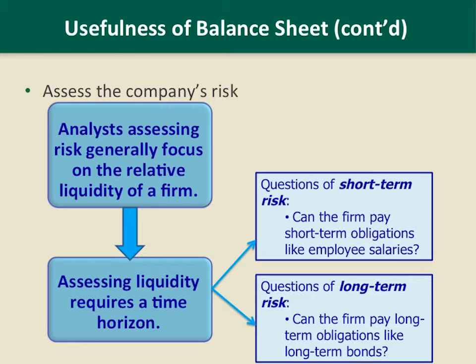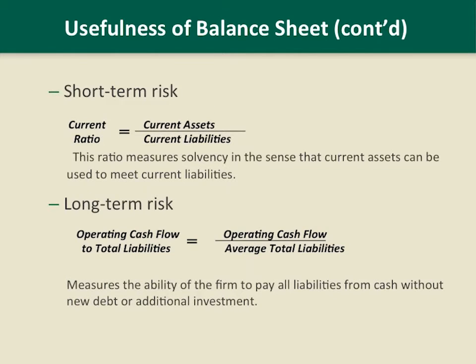Short-term risk refers to whether the company can pay short-term obligations like employee salaries and interest. Long-term risk is about whether the company can pay long-term obligations like long-term bonds. For the short-term risk, we could calculate the current ratio, which equals current assets divided by current liabilities. This ratio measures solvency in the sense that current assets can be used to meet current liabilities, which means for every $1 of current liabilities, how much current assets they have to cover it.